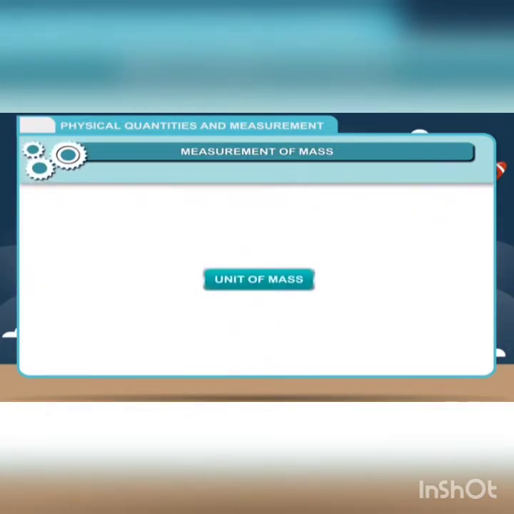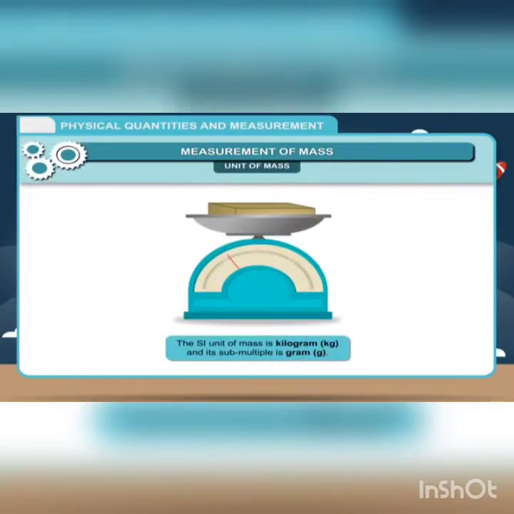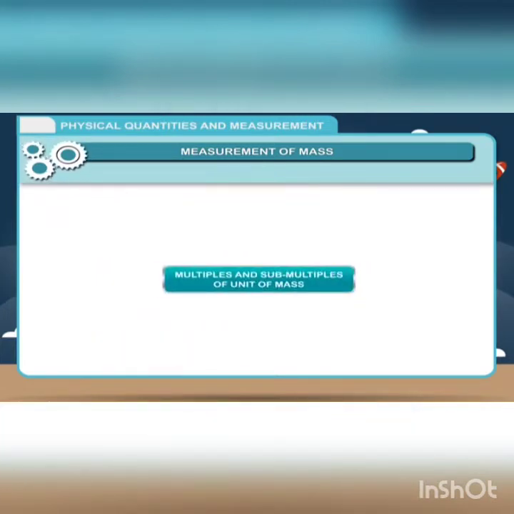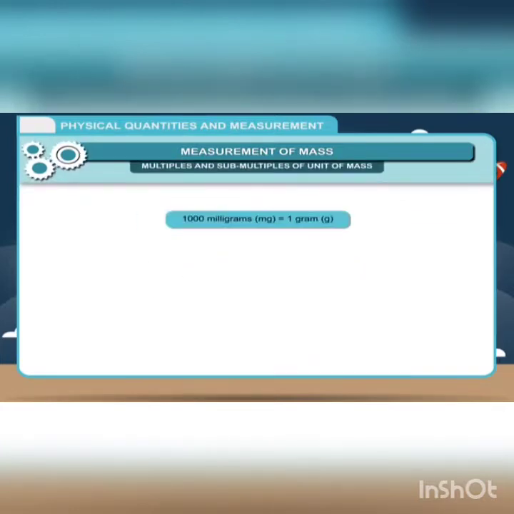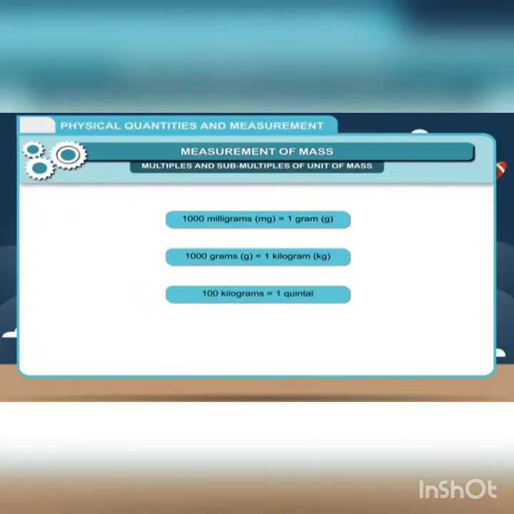Unit of mass. The SI unit of mass is the kilogram, kg, and its submultiple is the gram, g. Multiples and submultiples of the unit of mass: 1000 milligrams, mg, is equal to 1 gram, g. 1000 grams is equal to 1 kilogram, kg. 100 kilograms is equal to 1 quintal. 10 quintals is equal to 1 metric ton.